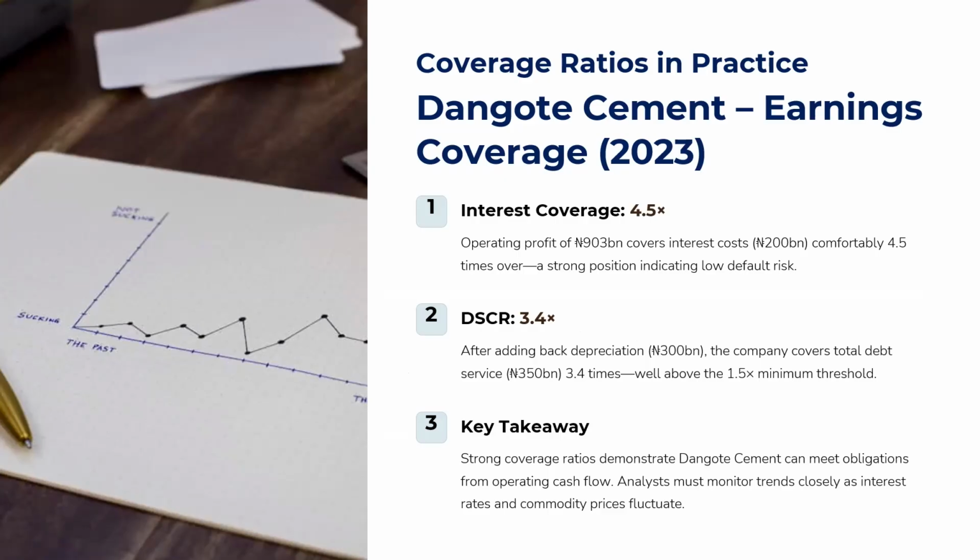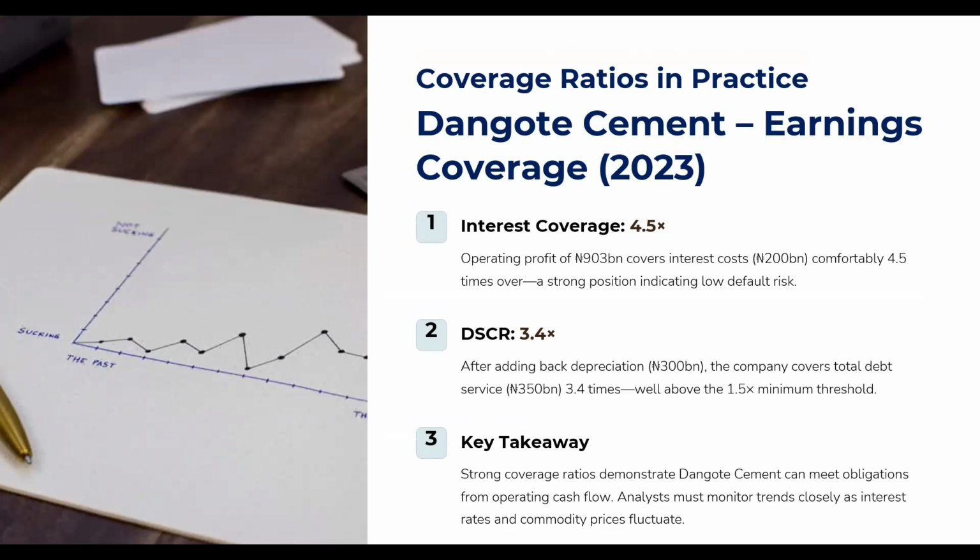1,200 divided by 350 is what? Let me press my calculator here. 1,200 divided by 350. Yes, that gives us 3.4. So that's how we got the 3.4 times there. We're saying that our depreciation is 300. We're adding the 300 back to the 903.